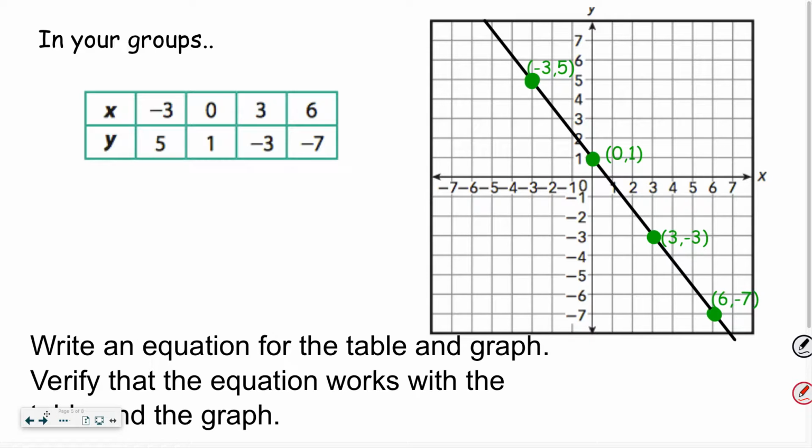Alright. So in your group, I want you to write an equation for this table and this graph. You can use your whiteboards. I want you to take this table and this graph, write an equation, and verify that it works.